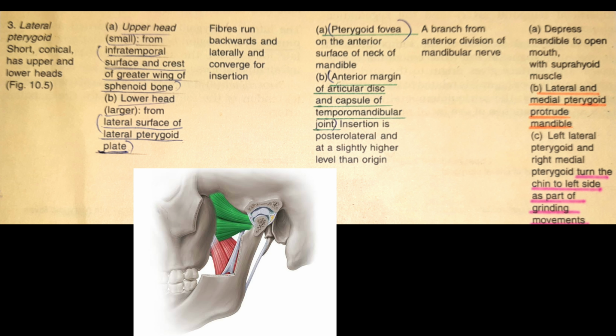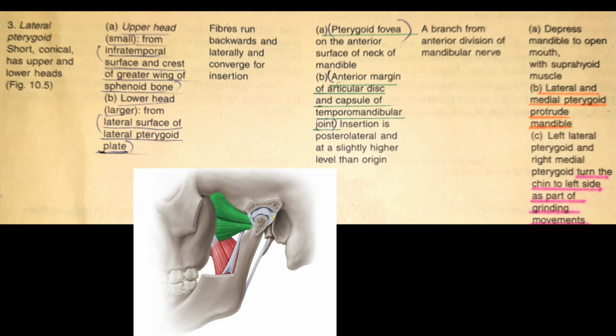The upper head gets inserted into the pterygoid fovea on the anterior surface of the neck of the mandible. The lower head gets inserted into the anterior margin of articular disc and capsule of the temporomandibular joint. The fibers of the lateral pterygoid muscle run backwards and laterally and converge for insertion. The nerve supply is by a branch from the anterior division of mandibular nerve.